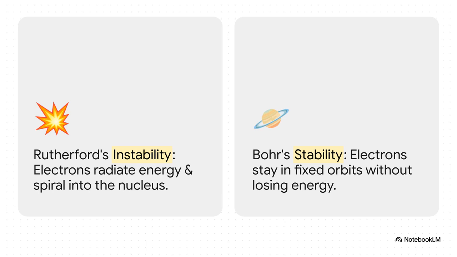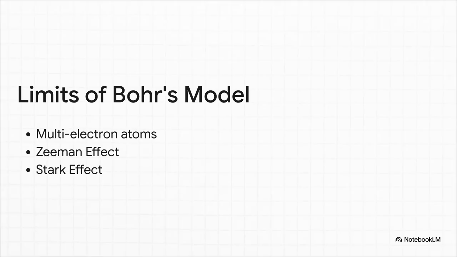Atoms would just collapse. Niels Bohr stepped in with a pretty bold correction. He proposed absolute stability. He said that electrons stay in specific, fixed, quantized orbits, and as long as an electron stays in its designated orbit, it does not radiate or lose any energy at all. And this brilliantly illustrates how science progresses through iteration.